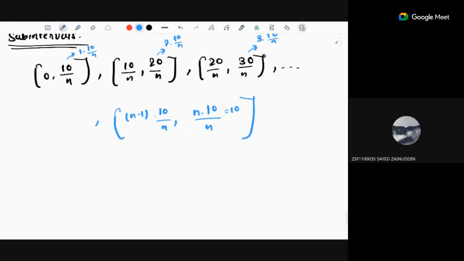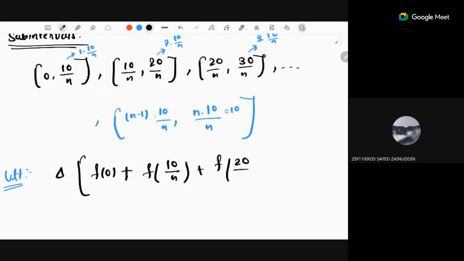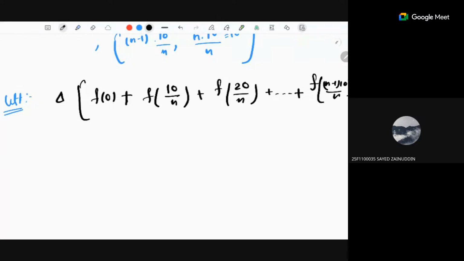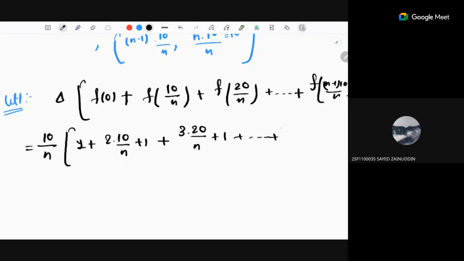Now, what will be the left Riemann sum? For the left Riemann sum, I can take delta common. The left endpoints give f of 0, plus f of 10 by n, plus f of 20 by n, and so on up to f of n minus 1 into 10 by n. Here we are talking about n in general, so n will always be there. Delta is 10 by n only. f of 0 is 1. f of 10 by n is 2 into 10 by n plus 1. And this will be 2 into 20 by n plus 1. Plus and so on, the nth term will be 2 into n minus 1 into 10 by n plus 1. So that's the generalization you will get.